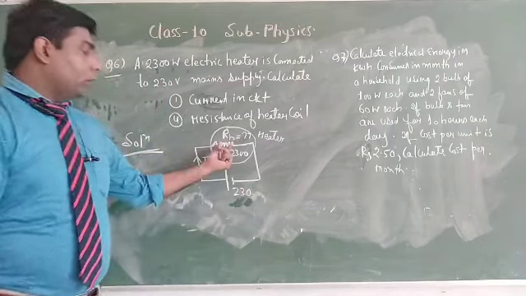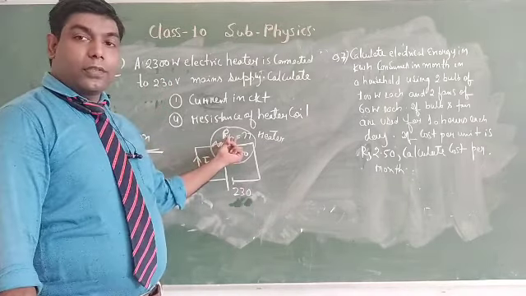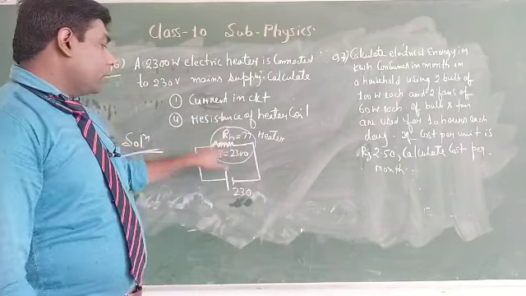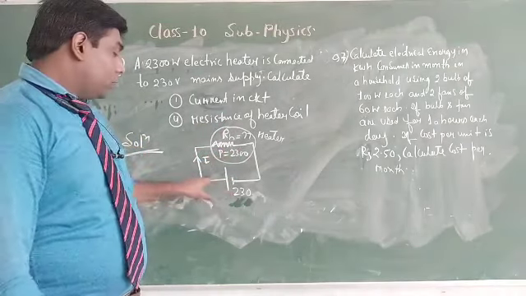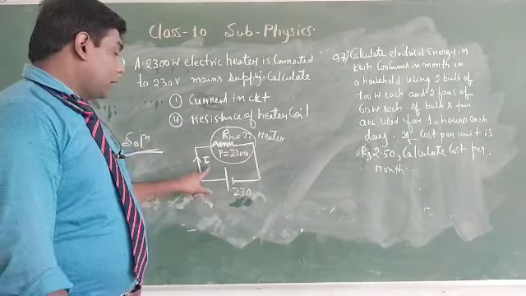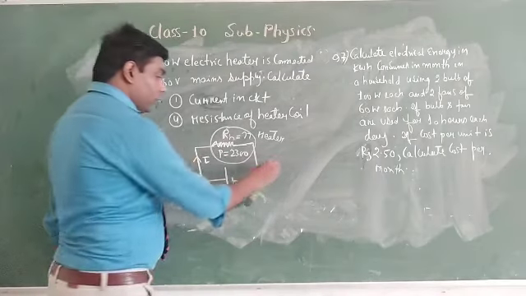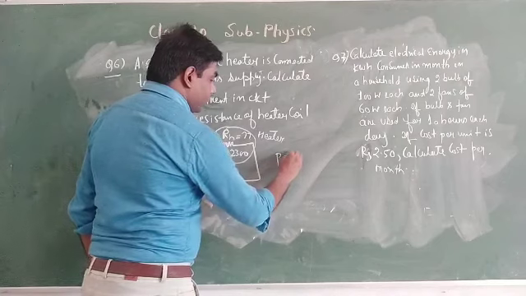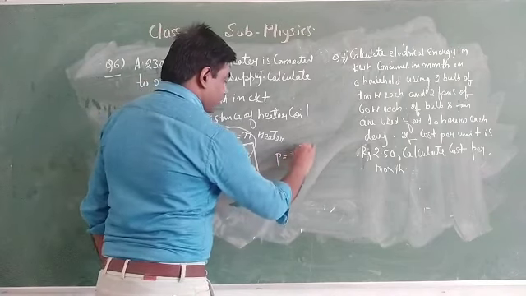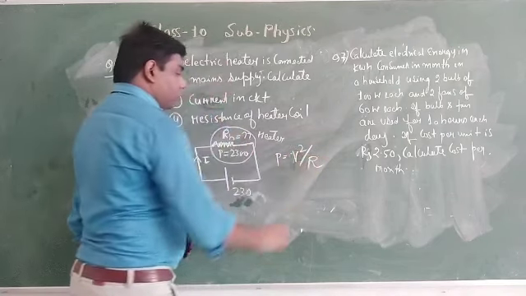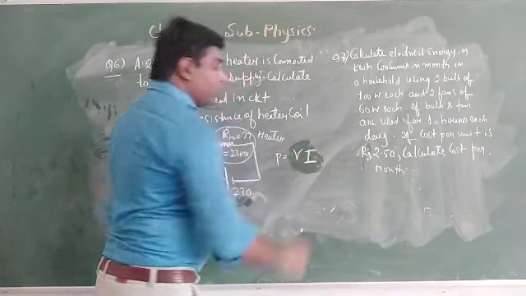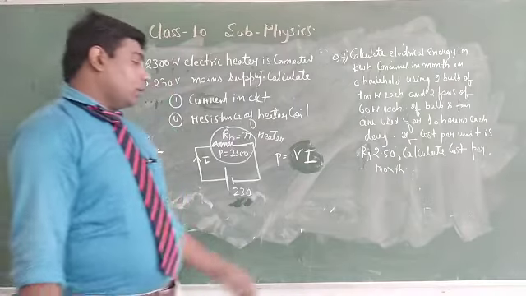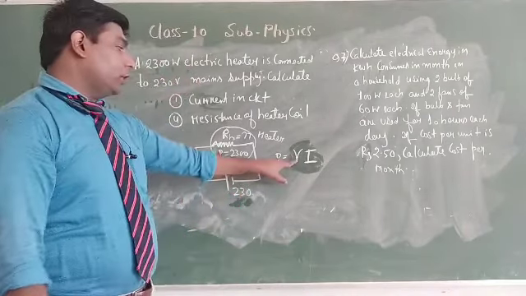See here, the heater resistance is RH, which we don't know, we have to find it out. Power is 2300 W connected to 230 volt, and current I is flowing. We have three formulas for power: V square by R, I square R, and VI. Here V is given and P is given.